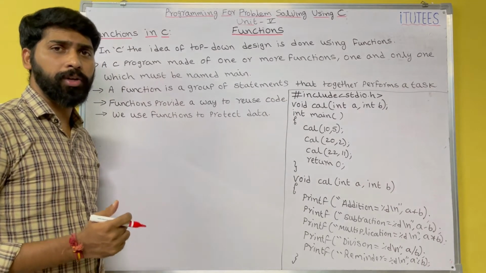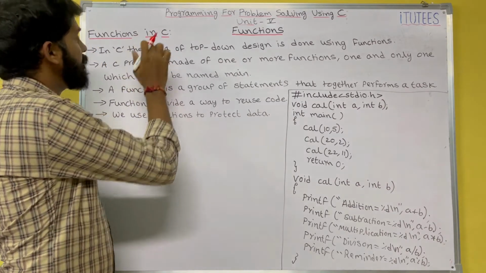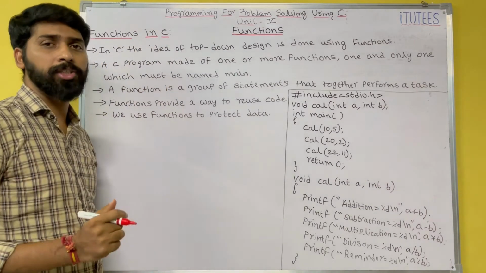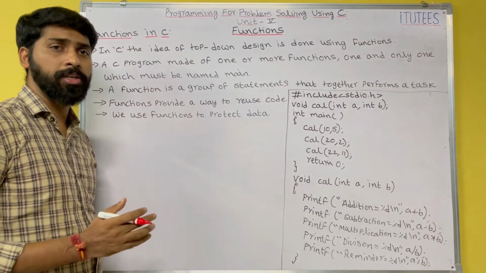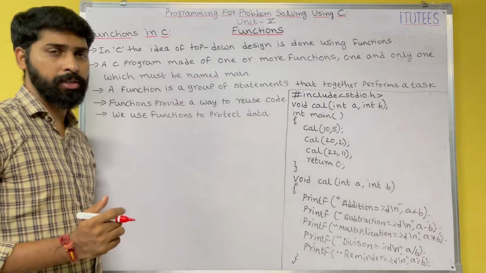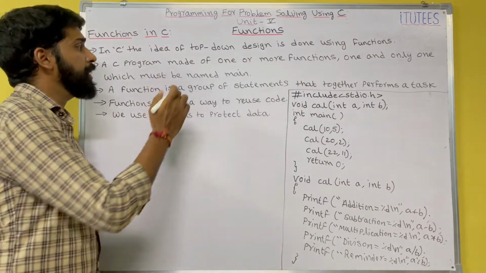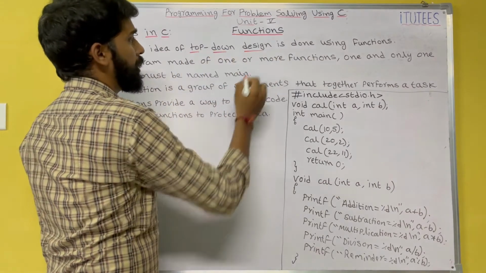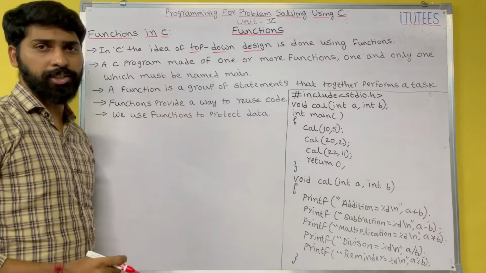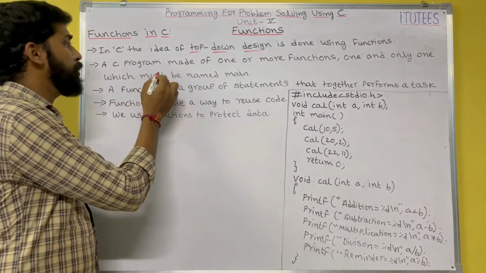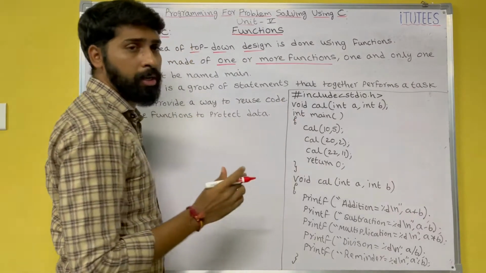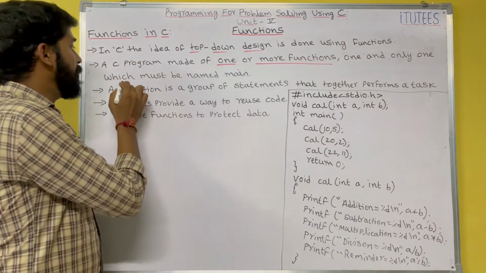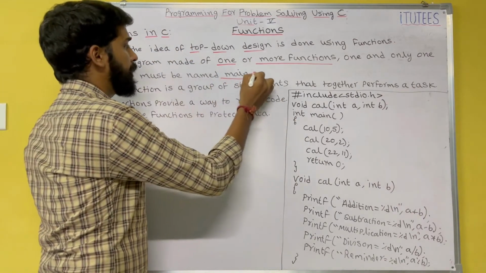In this class we are going to learn about functions in C. So what is a function? A function is nothing but a set of instructions used to accomplish a task. In C, the idea of top-down design is done using functions. A C program is made of one or more functions, and one and only one of them must be named main.